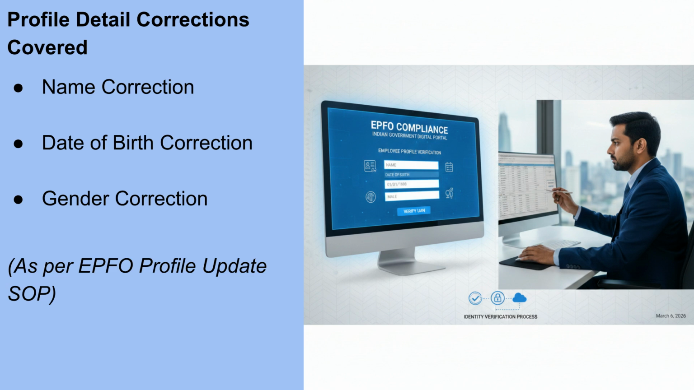In this section, we will discuss the corrections related to an employee's basic identity details, namely the name, date of birth, and gender. These particulars form the core of an individual's EPF records and must always match the supporting KYC documents to ensure accuracy and compliance within the EPFO system.